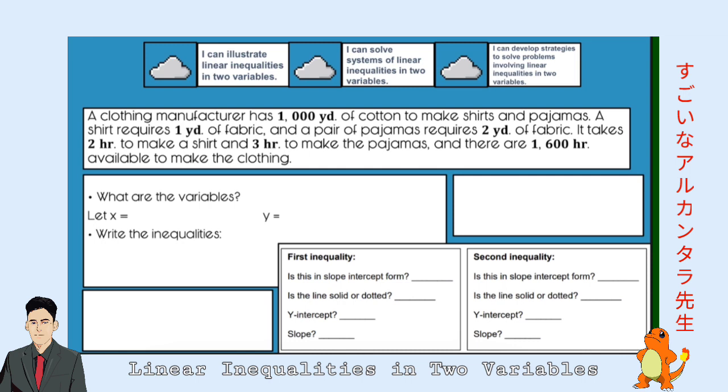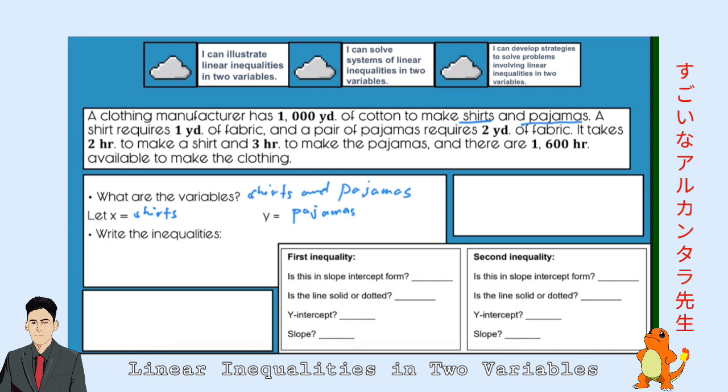So one of the most important things to point out here is, what are the variables? Meaning, what are we talking about here? In particular, we're talking about making shirts and pajamas. So those are our variables. To make this uniform, I will make my X as my shirts and I will make my Y as pajamas.